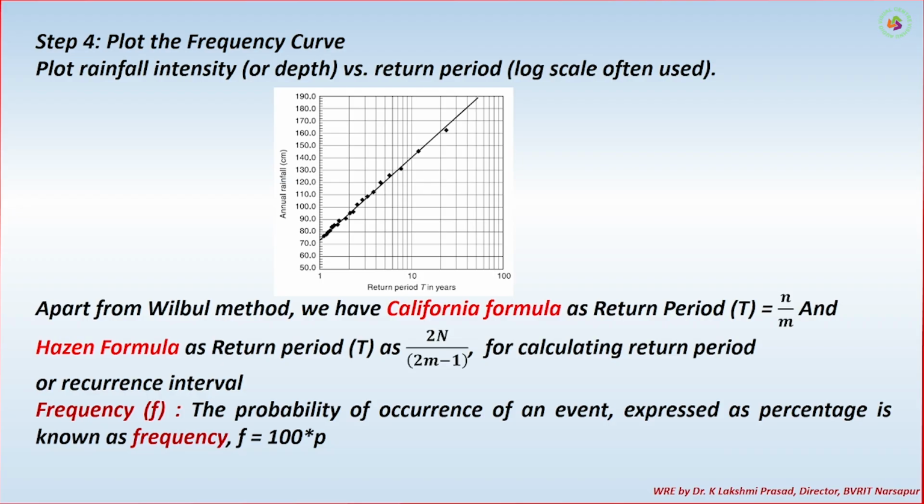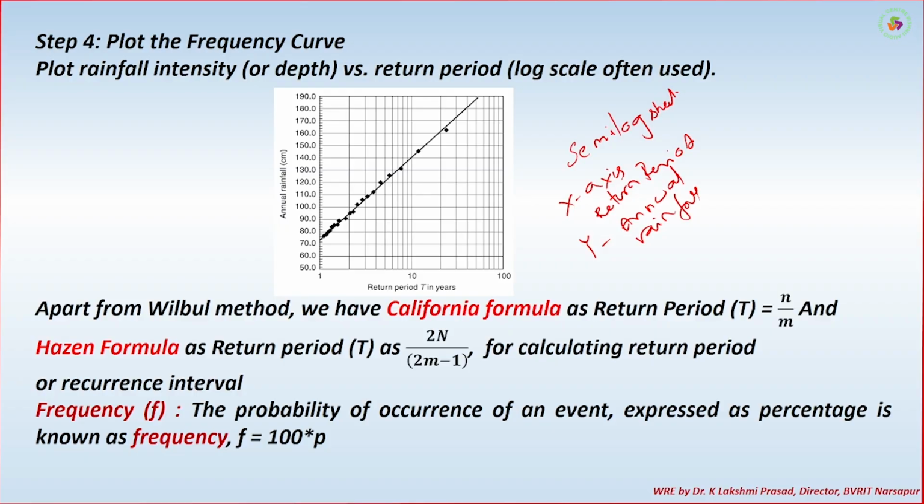Then naturally you plot the frequency curve. How to plot the frequency curve? Take the semilog sheet. On the semilog sheet, on the x-axis you take the return period, that is the first thing, and the y-axis is the annual rainfall. You take it, then naturally you get a straight line. So that is how you get it.